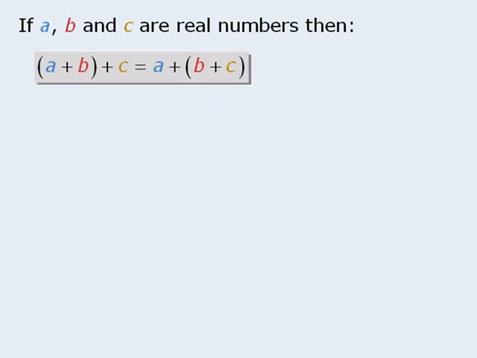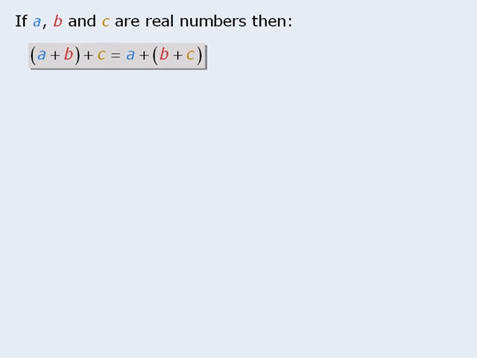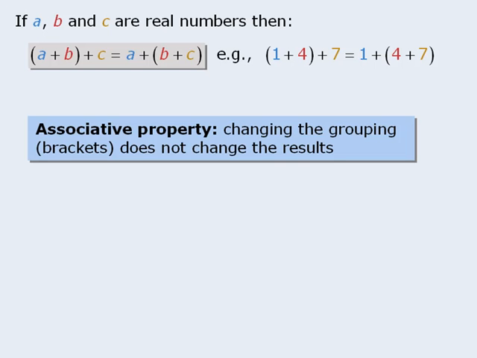Now, the next property says that the sum of a and b plus c is the same as a plus the sum of b and c. So, for example, if we want to find the sum of 1, 4, and 7, finding the sum of 1 and 4 first, and then adding 7, produces the same result as adding 1 to the sum of 4 and 7. The property demonstrated here is called the associative property, and we say that an operation is associative if changing the grouping, or brackets, does not change the result.